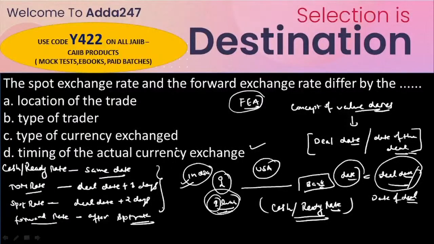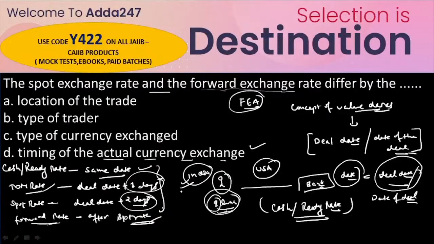So the spot exchange rate and the forward exchange rate differ by the timing of the actual currency exchange. Whenever the exchange of the currency takes place on the same date, it is known as the cash or ready rate. Whenever the exchange takes place after 1 day of the deal date, that is known as a tomorrow rate. Whenever the exchange takes place after 2 working days, it is known as a spot rate. And after the spot rate, whenever the exchange of the currency takes place, it is known as a forward rate.